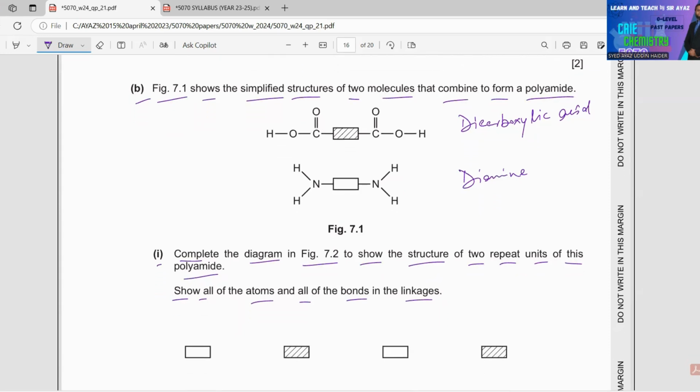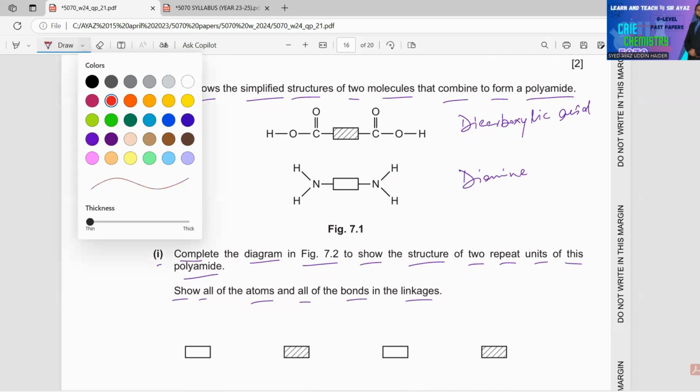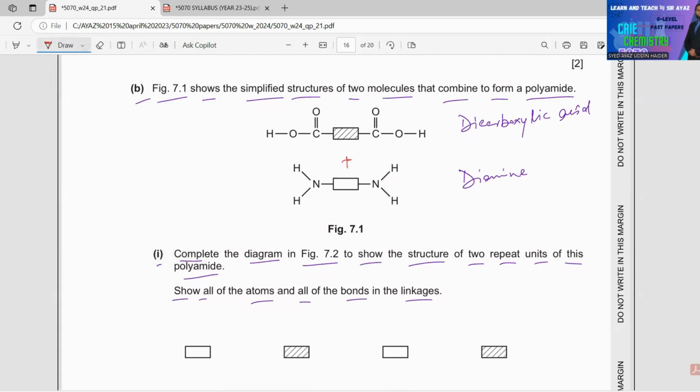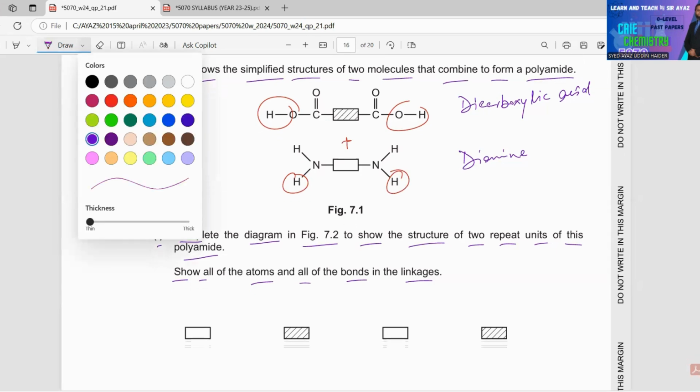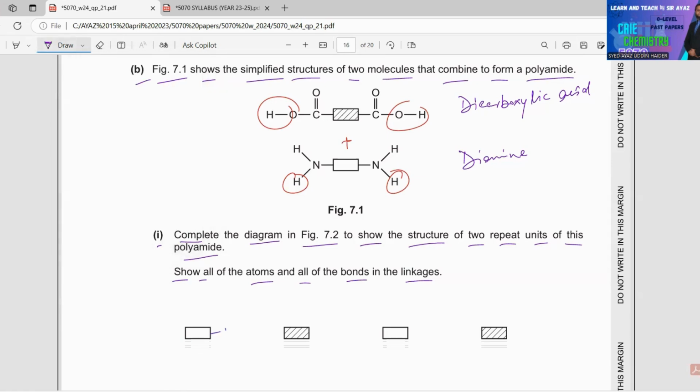So the blank box must be having NH on both ends. Remember, the combination in this case must be condensation. In the condensation, there will be release of a simple molecule like water. In this case, OH will be released from each end of this dicarboxylic acid and H from each end of this diamine. So the product is simple. What I'm going to do, just show NH. No need to write NH2. One H is already removed.